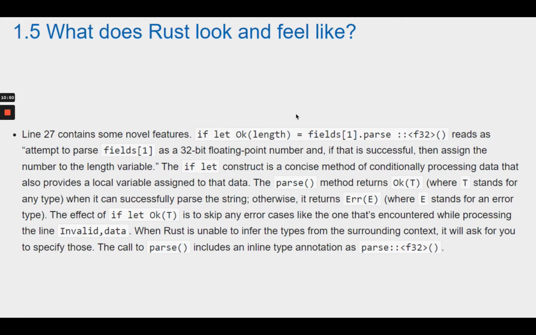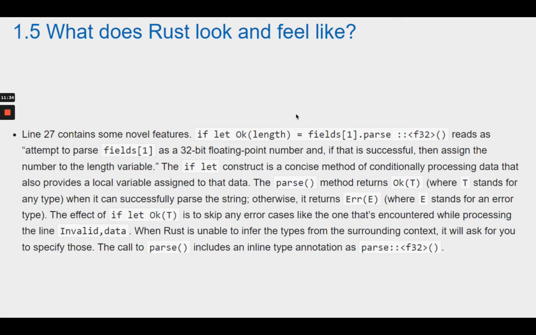Line 27 contains some novel features. if let Ok(length) = fields[1].parse::<f32>() reads as: attempt to parse fields[1] as a 32-bit floating point number, and if that is successful, then assign the number to the length variable. The if-let construct is a concise method of conditionally processing data that also provides a local variable assigned to that data. The parse method returns an Ok(T), where T stands for any type, when it can successfully parse the string. Otherwise, it returns Err(E), where E stands for the error type.